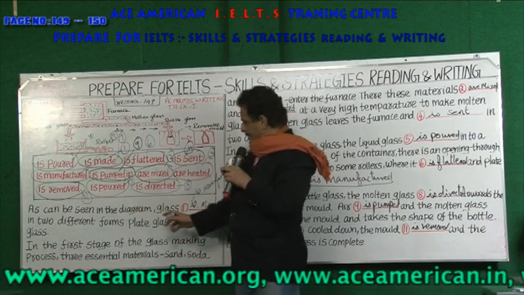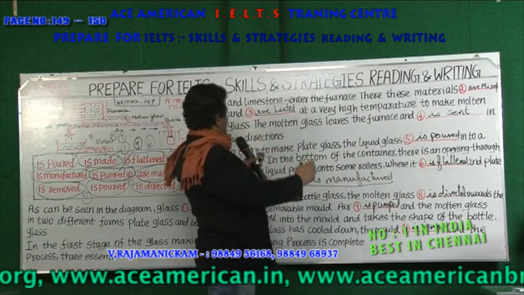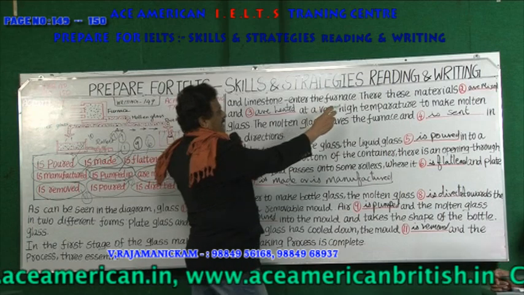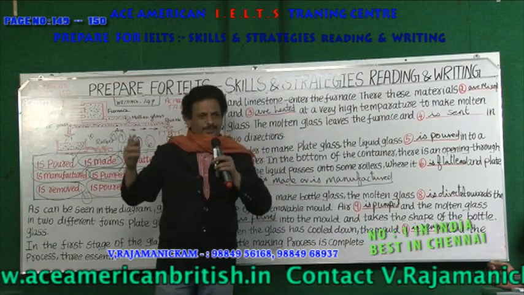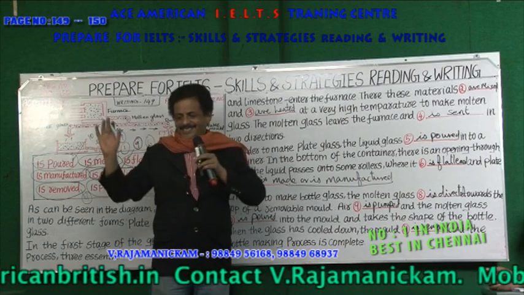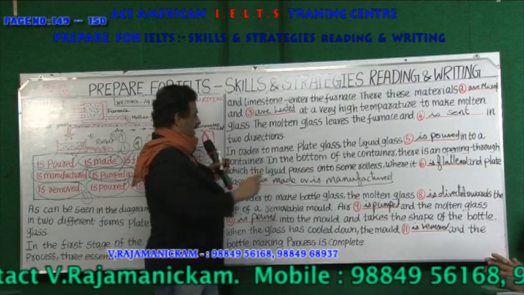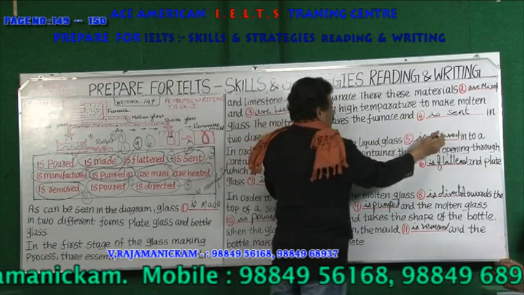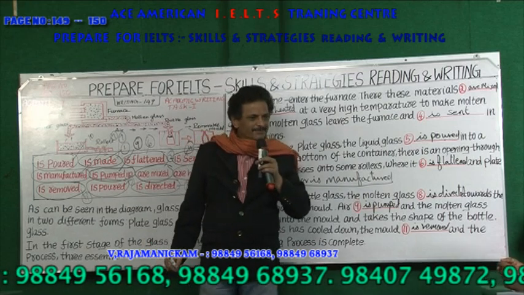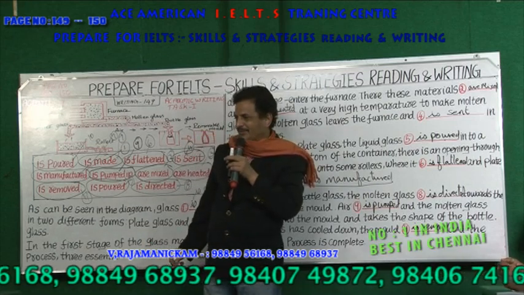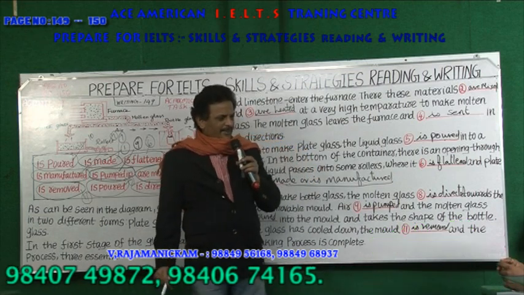See here, glass is made. Here, these materials are mixed and heated. By whom? No. When you don't want to say who did it, then you are using passive. We don't know who did it. See, the liquid glass is poured onto the plate, by whom? No. You don't want to say who poured it. Then you are using passive form. When you don't want to say who did it, then you are using passive form.